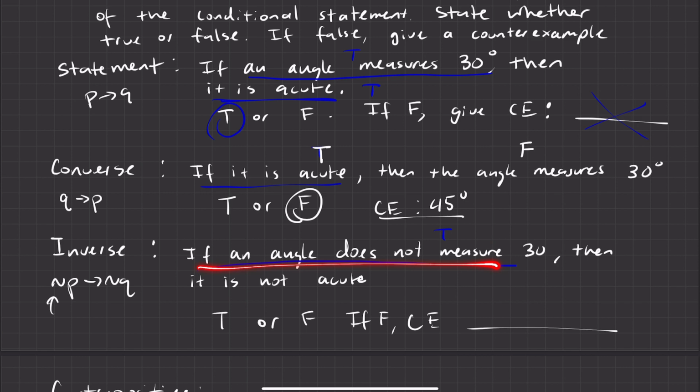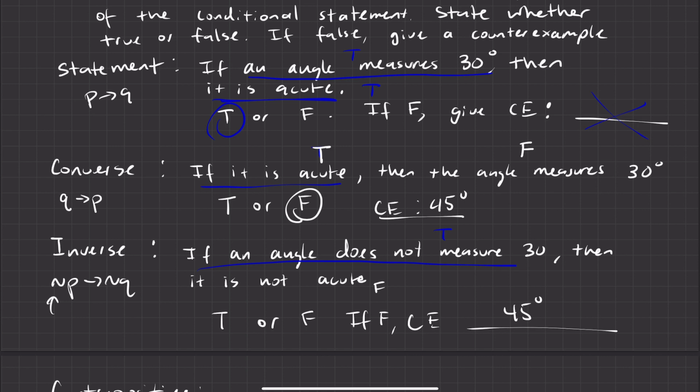now I have the hypothesis. This is my conclusion right here. So if an angle does not measure 30 degrees, if something does not measure 30 degrees, does it mean it's not acute? If something is not 30 degrees, so it can be anything but 30 degrees, does that mean it is not acute? So this is false because I can provide a counterexample, right? And I'm going to say 45 degrees again.